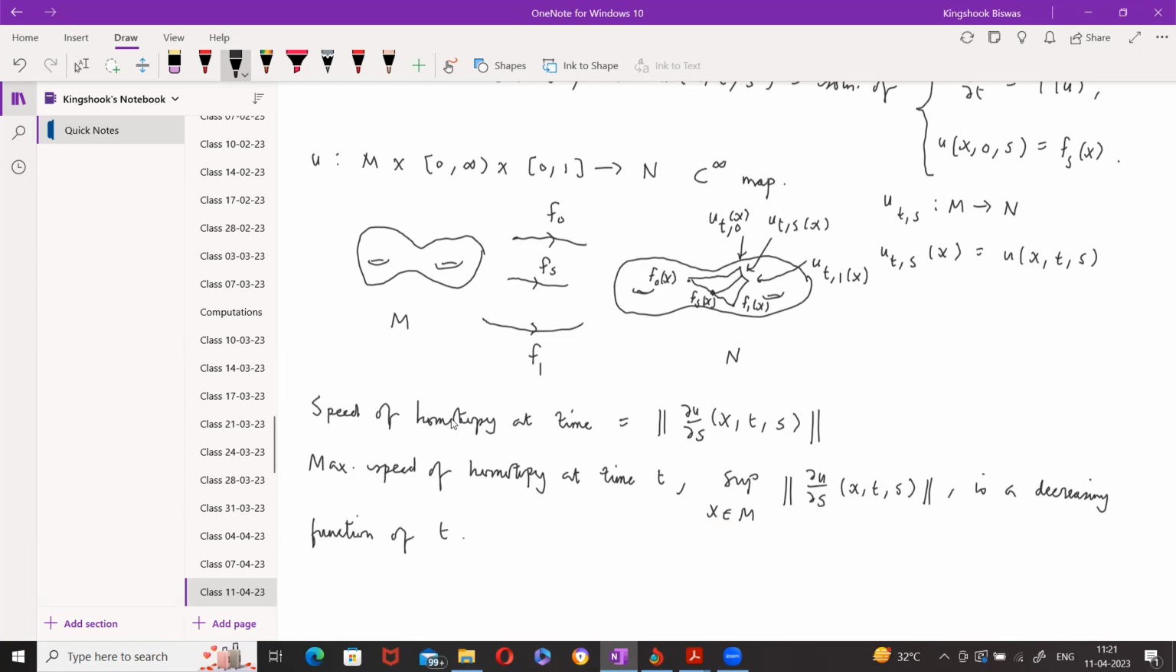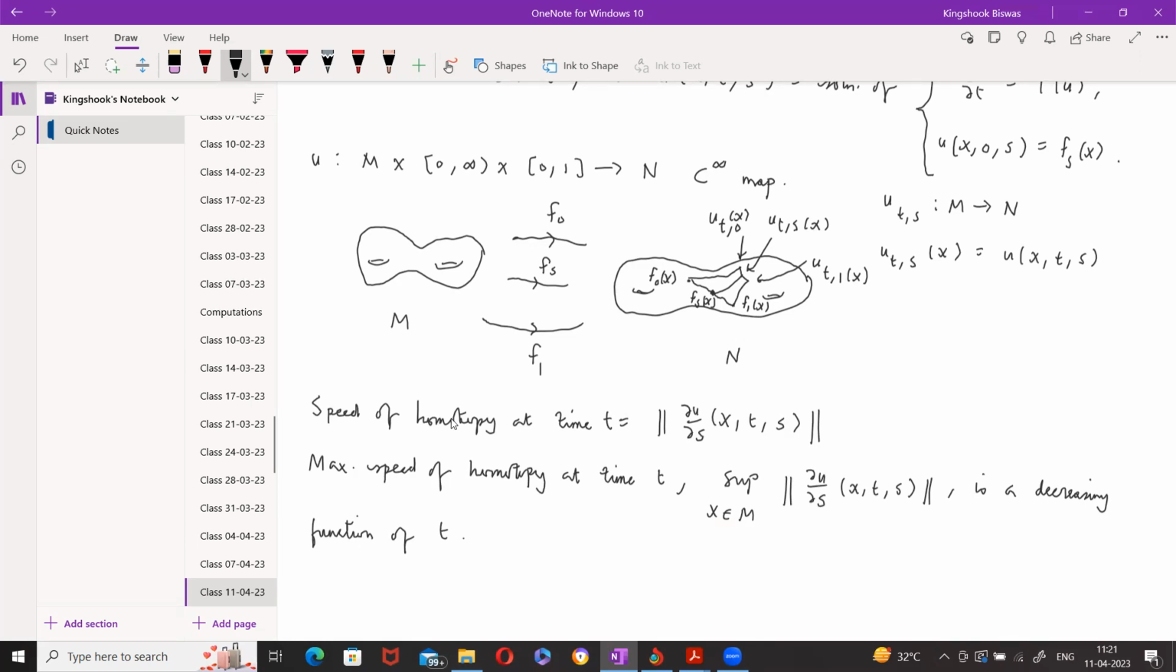So this is speed at time t. What happens is, if you start out with two maps which are very close, say F0 and F1, so suppose F0 and F1 are uniformly close, then we can construct a homotopy whose speed is small. If F0 and F1 are close enough, then we can join each point F0(x) to F1(x) by a unique length minimizing geodesic, defined on the interval [0, 1], whose speed is equal to the distance between F0 and F1.